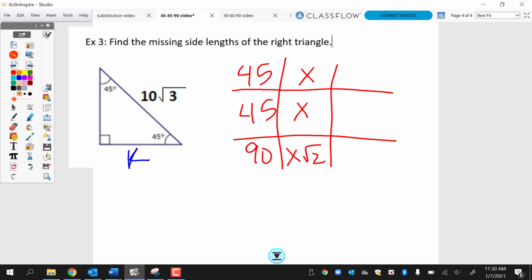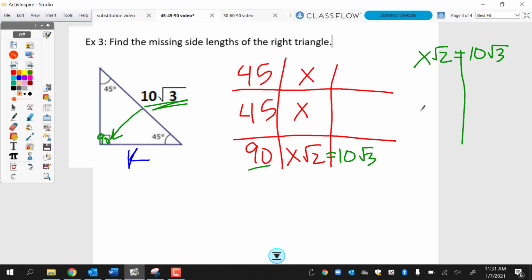So here we go. The side length they gave me in this one was 10 square root of 3. I need to figure out which row I am supposed to put it in. Am I supposed to put it on a 45 row, or because it's across from 90? So here's the side. What's the angle across from that? It is the box, which we know is a 90. So I'm going to put it in the 90 row. So I have 10 square root of 3. Okay, that means this is the equation I'm supposed to write. X square root of 2 equals 10 square root of 3.